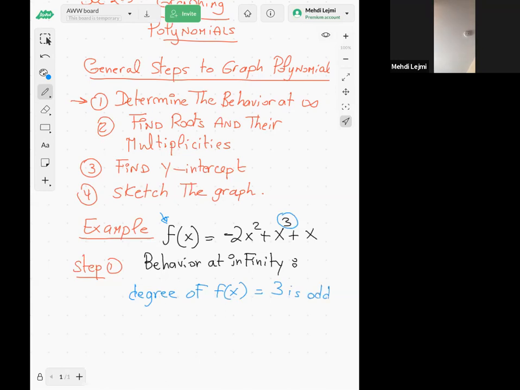Now, what's the leading coefficient? The leading coefficient is not -2. The leading coefficient is the number in front of x cubed, in front of the highest power of x. So here it's 1, not -2, so it has to be +1. And of course it's positive. Once you know the degree, you know the sign of the leading coefficient.